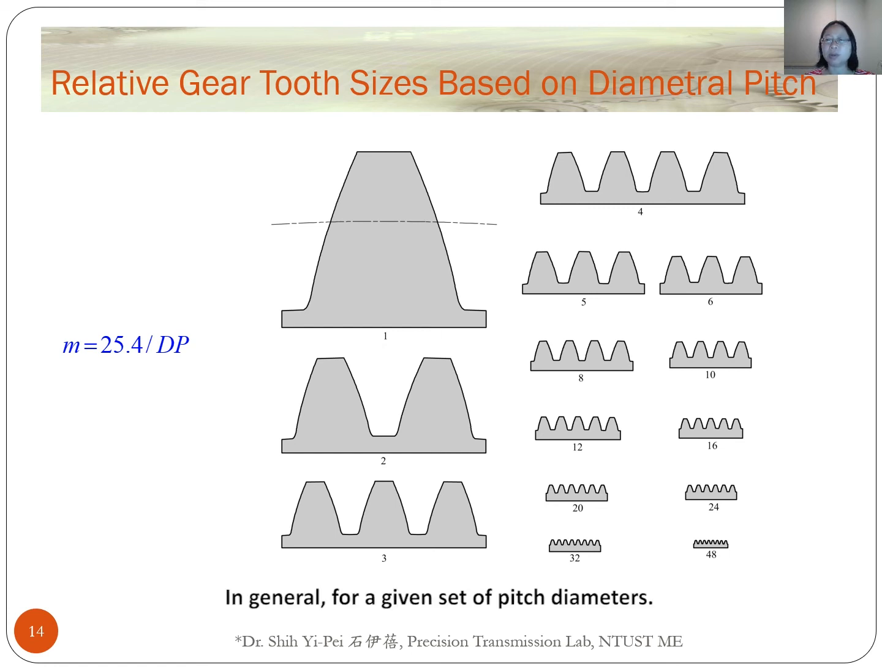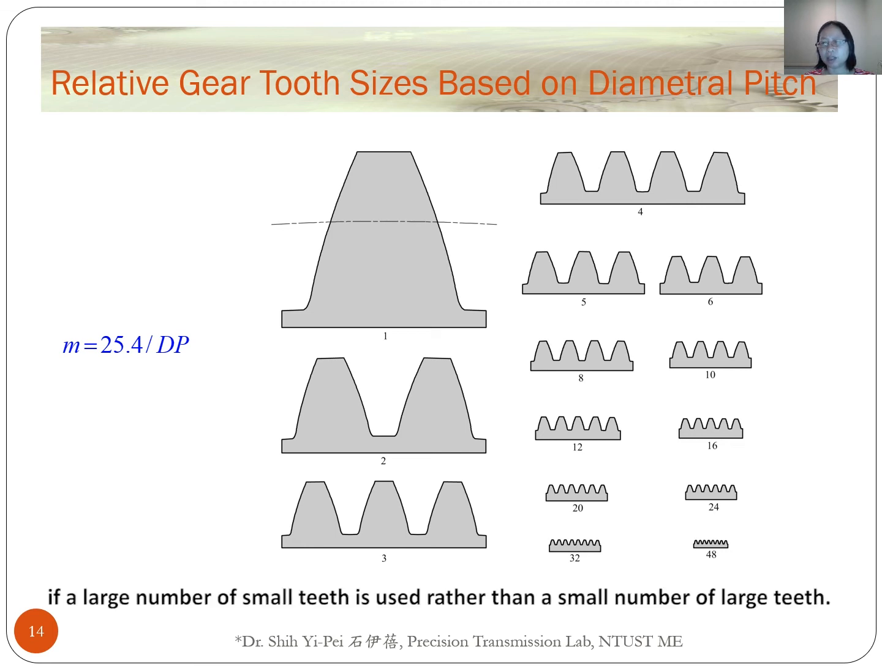In general, for a given set of pitch diameters, the power transfer will be smoother and undesirable effects such as noise will be lower if a large number of small teeth is used, rather than a small number of large teeth. This is because more teeth share the load when small teeth are used.